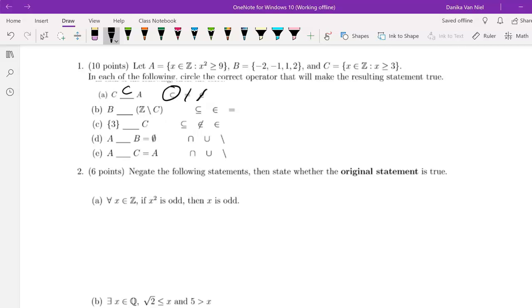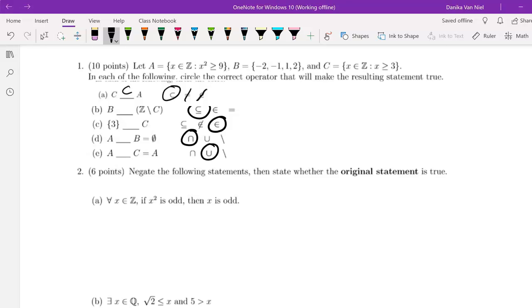A student pointed out to me that I forgot to think about the negative integers in A that are not in C. Something with Z minus C. So Z minus C is going to be all the integers less than 3. B doesn't have all of those, but it has some of them. So it's a strict subset, which means it's a subset. So we're good there. 3 is an element of C. Cool. A with B needs to get the empty set. They have nothing in common, so the intersection is empty. Well, A and C are equal, so if you union them, you get A back.